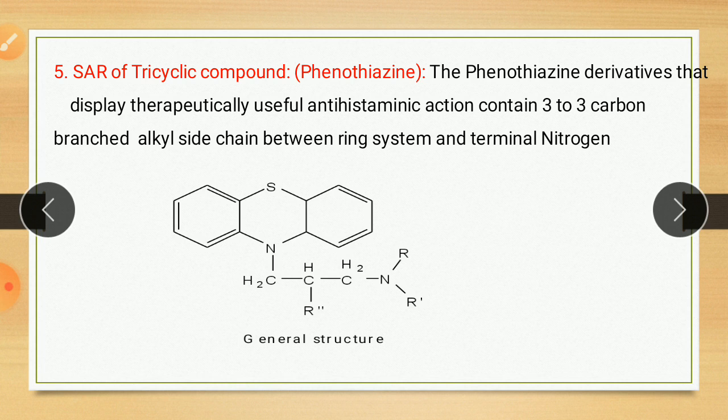So this is the structure of phenothiazine. This derivative contains 2 to 3 carbons in the alkyl side chain between the ring nitrogen and the terminal nitrogen. So it may contain 2 to 3 carbons between these two nitrogens. It is a characteristic of this class. There are 2 to 3 carbons between the terminal nitrogen and the nitrogen of the cyclic group. So this is the general structure of phenothiazine.